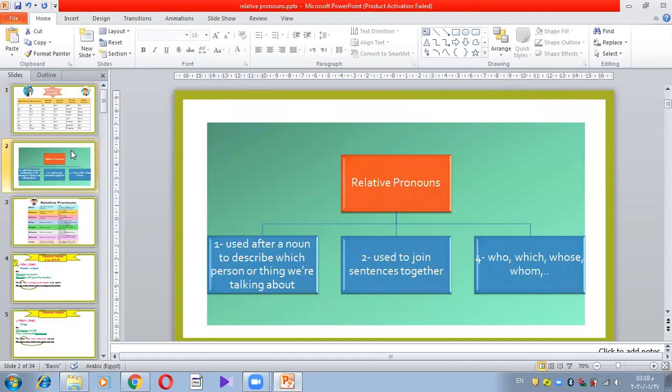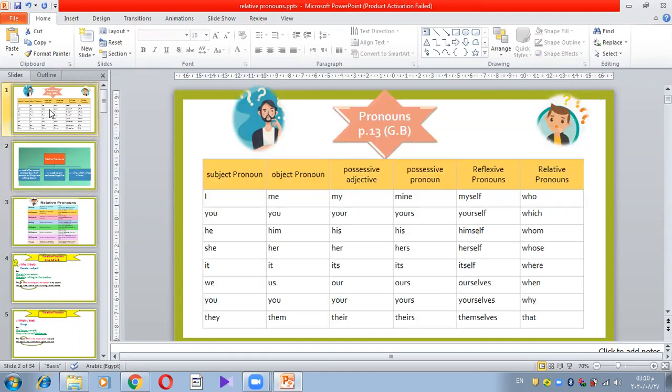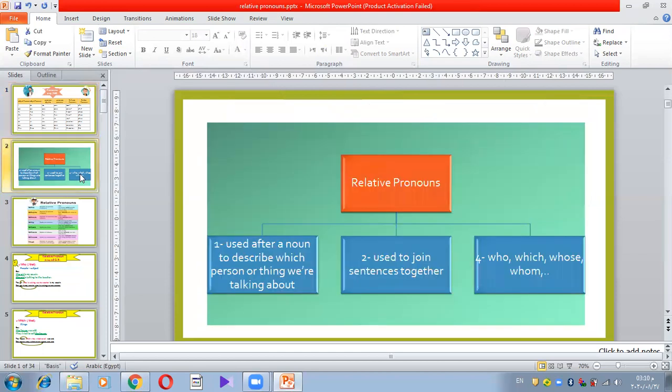What is meant by relative pronouns? In order to tell you, first, they are like who, which, whom, whose, where, when, why, and that. What is meant by this, and when can I use them, or why should I use them? We have three reasons, or three points, to know about these relative pronouns.